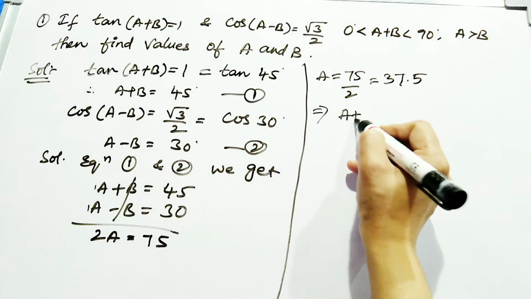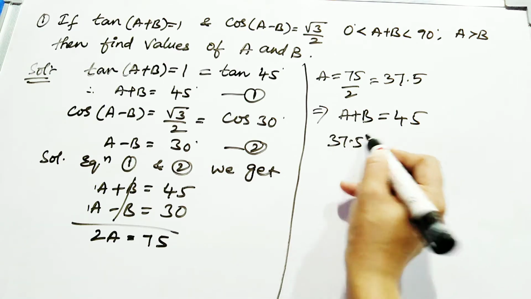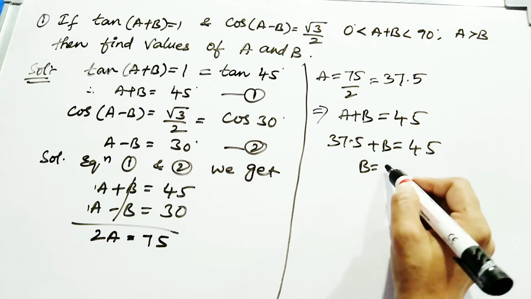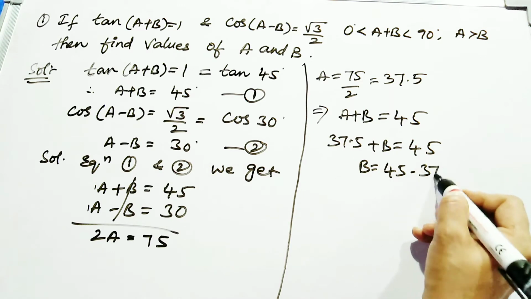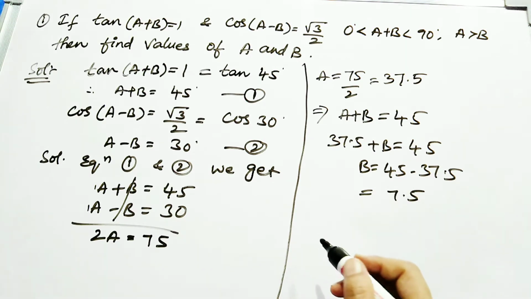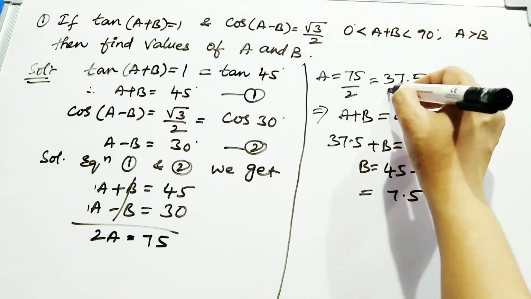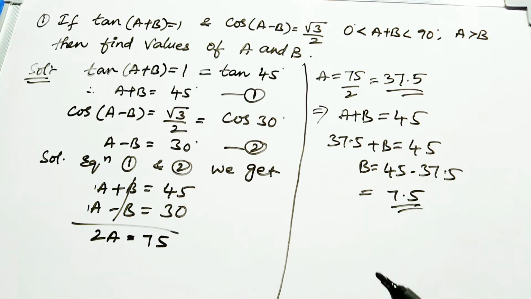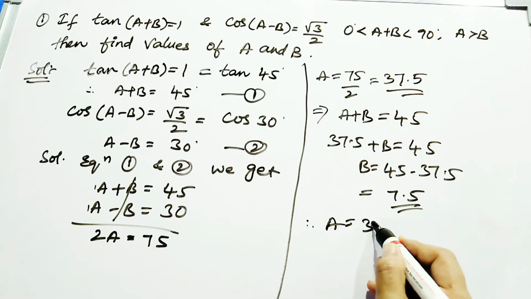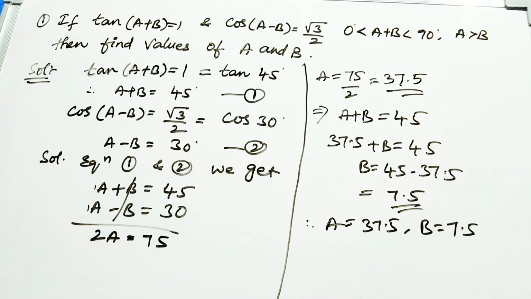Then substitute in any one equation. So, we are taking equation 1. A+B is equal to 45. What is the A value? 37.5 plus B equal to 45. What is the B value? 45 minus 37.5, so you will get 7.5. That is the B value. Therefore, A is equal to 37.5 and B is equal to 7.5. Just note it down.